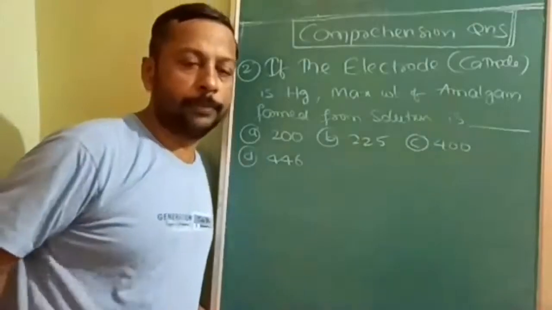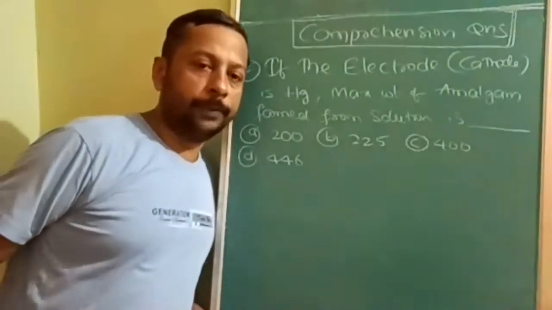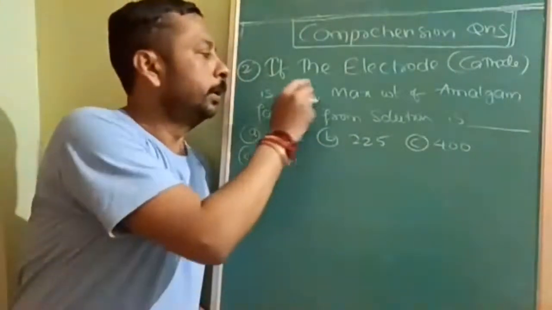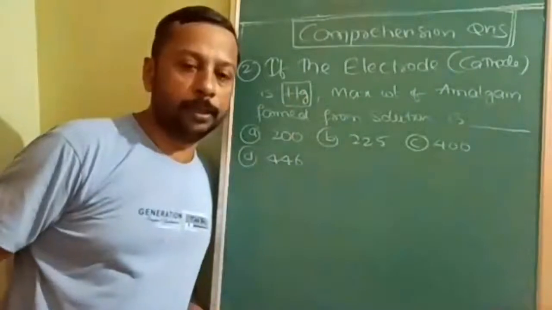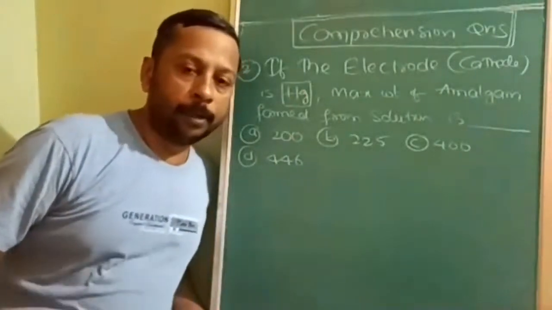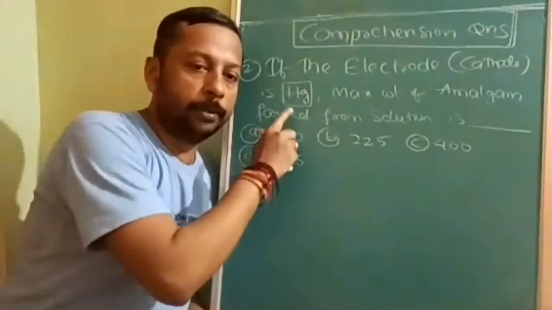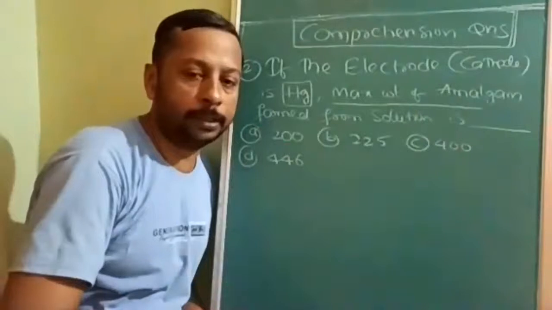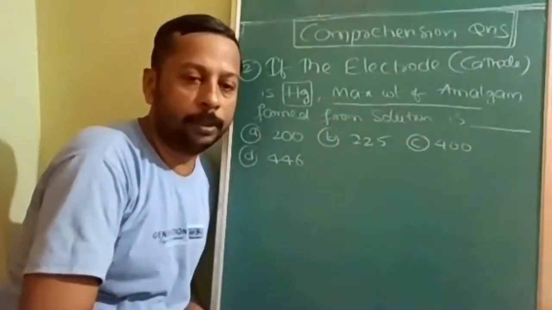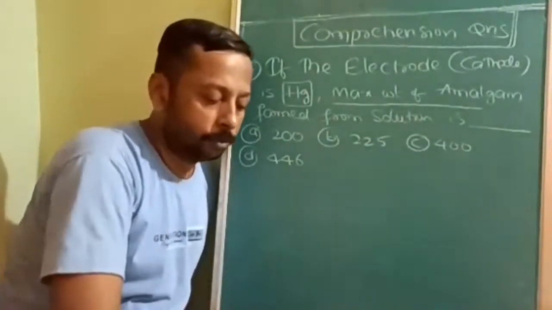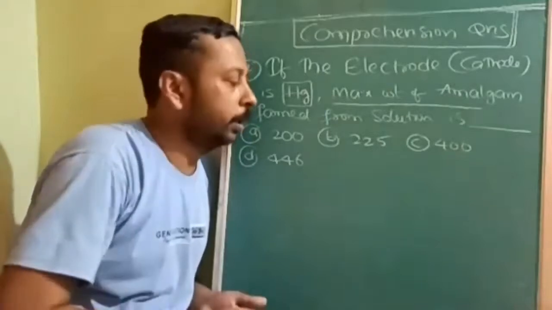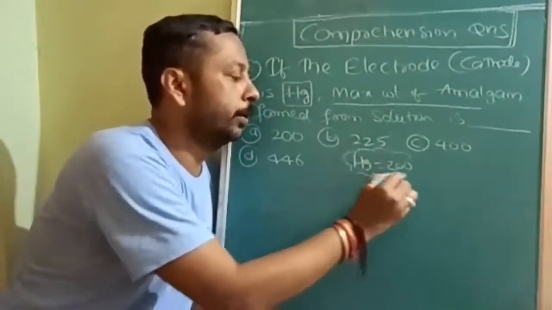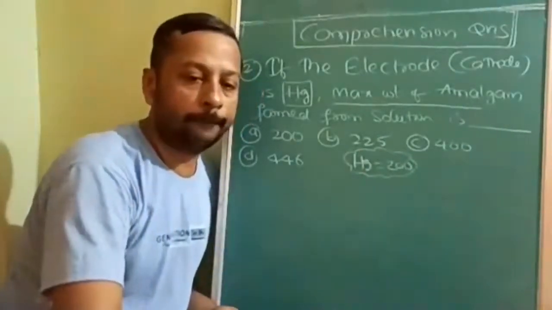Okay, the next question. On the same paragraph, if the cathode is mercury, instead of an inert electrode we are using an active electrode, that is mercury. Then the maximum weight of amalgam formed from the solution is? If you don't know the atomic mass of mercury, I am here. Mercury atomic mass is 200.